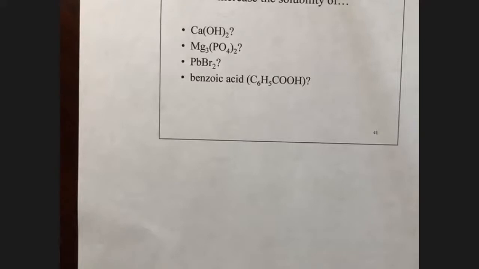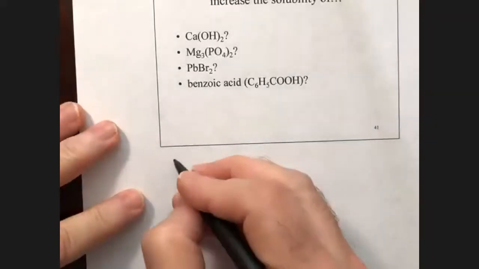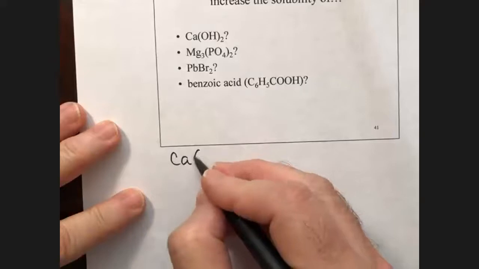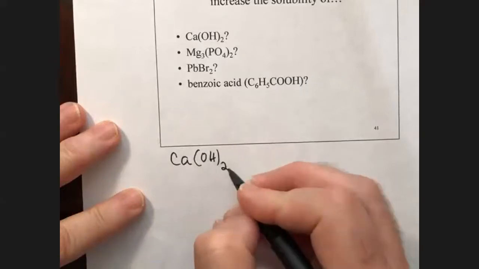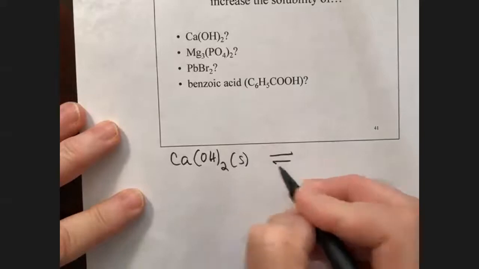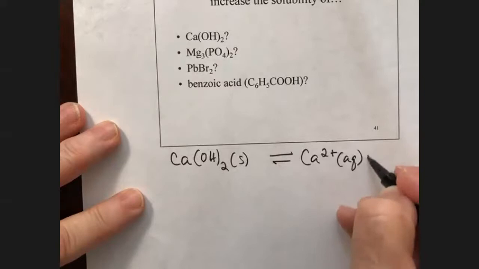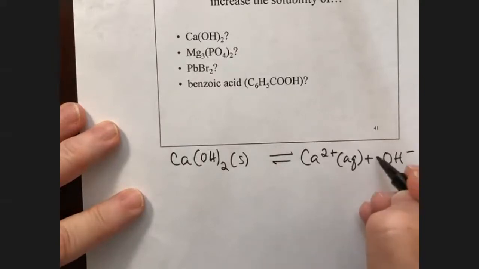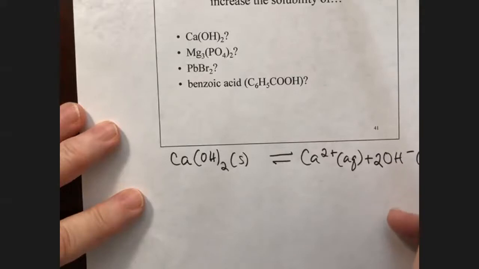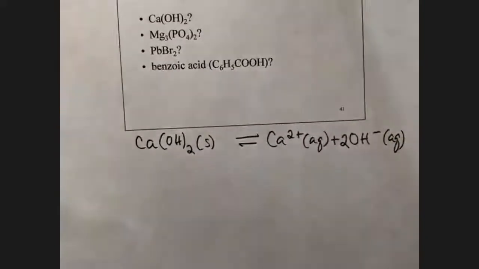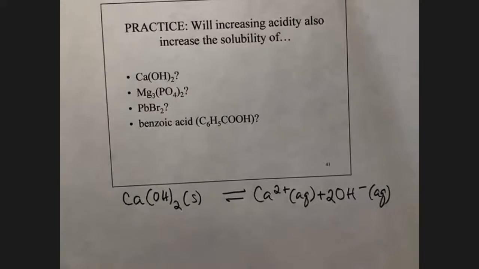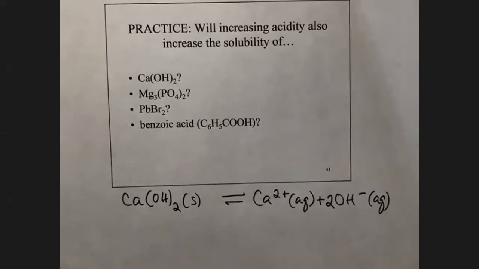Okay, calcium hydroxide. Let's look at the equilibrium. Calcium hydroxide gives me calcium ions plus hydroxide ions. There's 2 of those. Okay, so let's say that I add acid. If I add acid, what happens to the hydroxide ion concentration? Does it increase or does it decrease? Decreases, right?